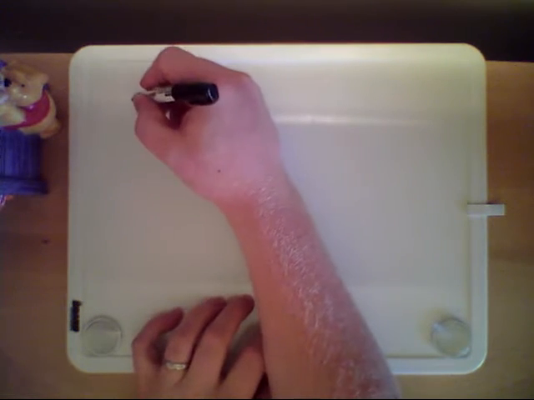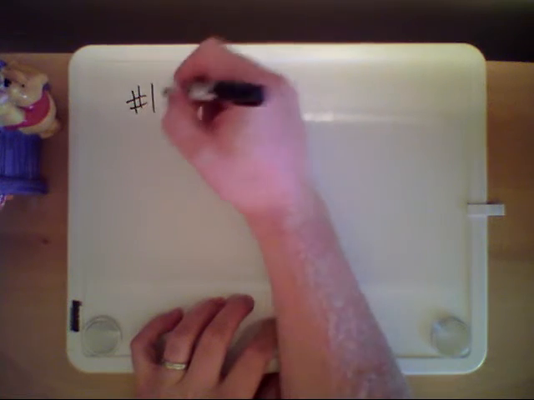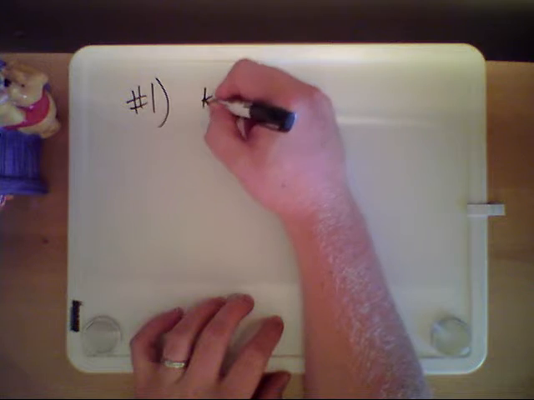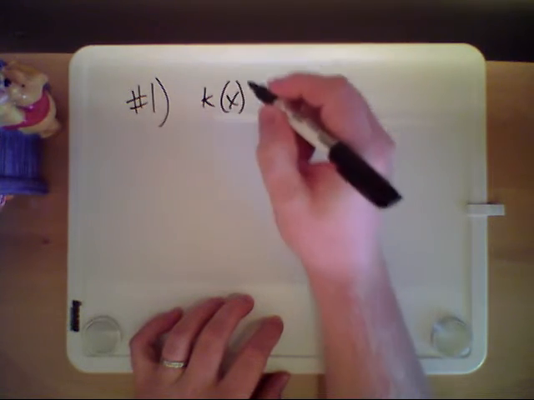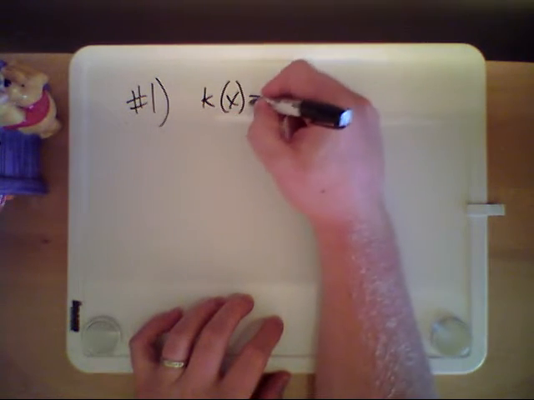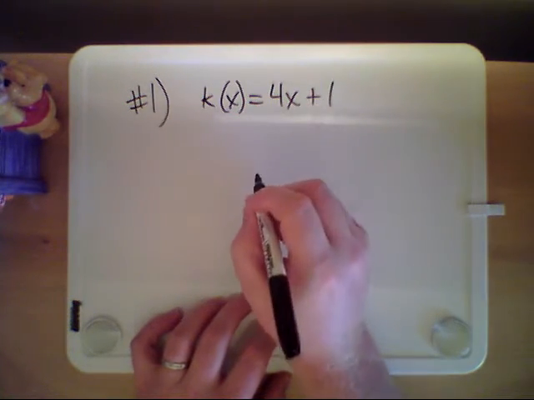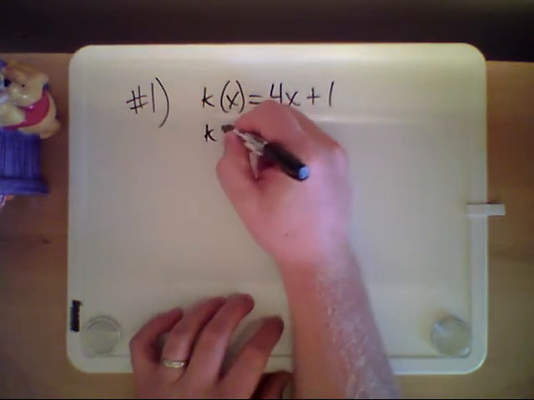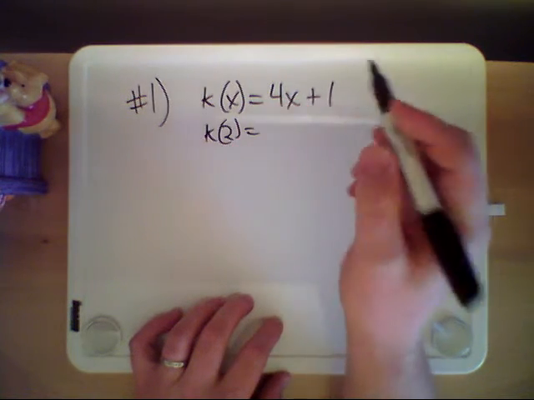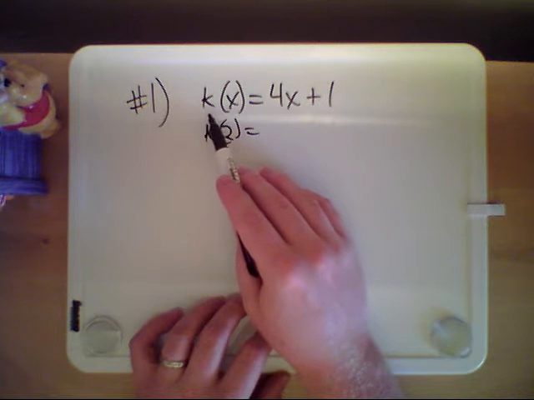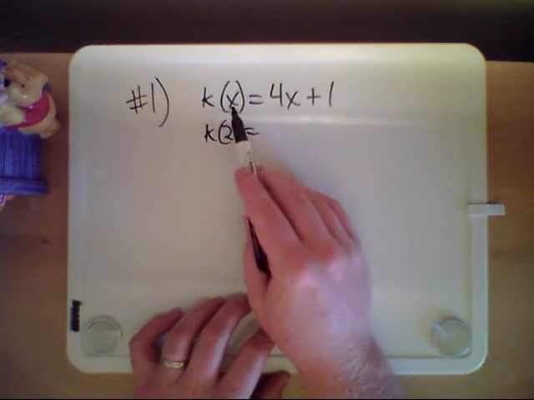So, number one, we've got k of x equals 4x plus 1. And they're asking to find k of 2. So k of 2 equals what? Remember, this isn't k times x. It's the same looking notation, but it's a completely different thing. This is k as a function of x.